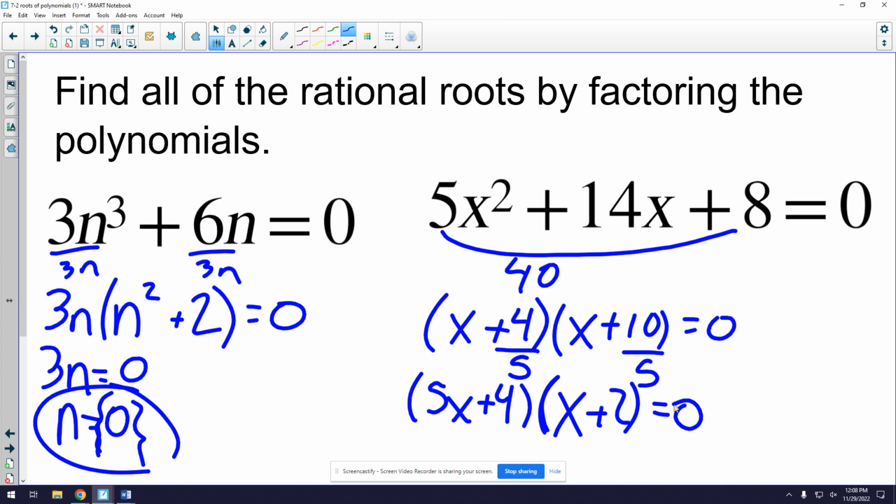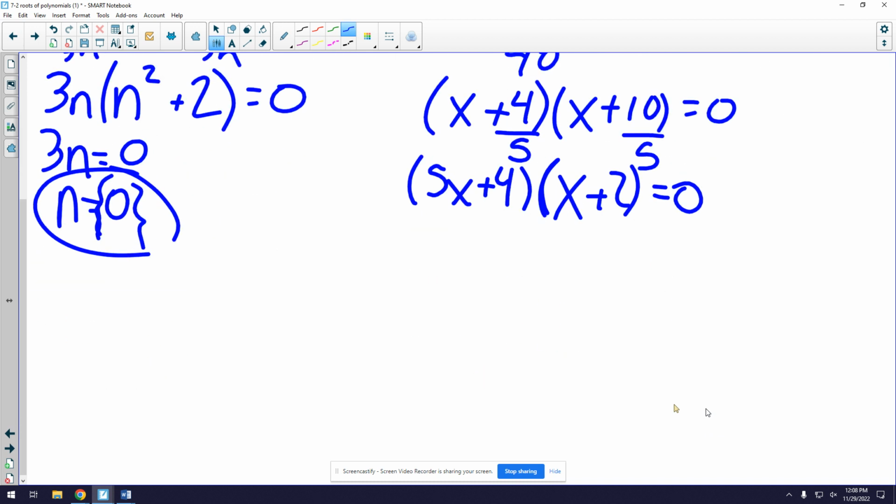Now I'm going to double check that those binomials are not a sum or difference of cubes, and they are not a difference of squares. So I'm done factoring. Now I can solve. Since both of them are linear, I will set both of them equal to 0.